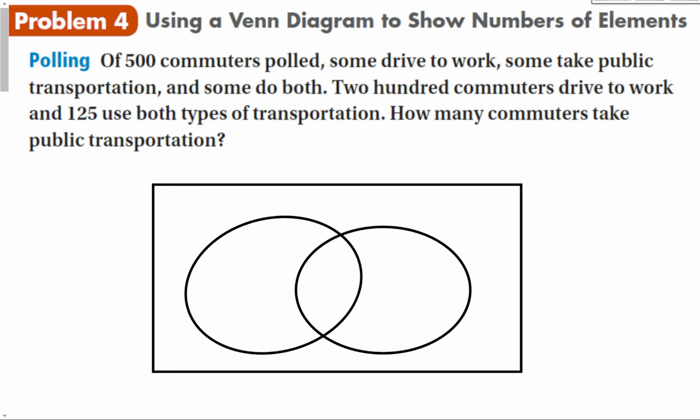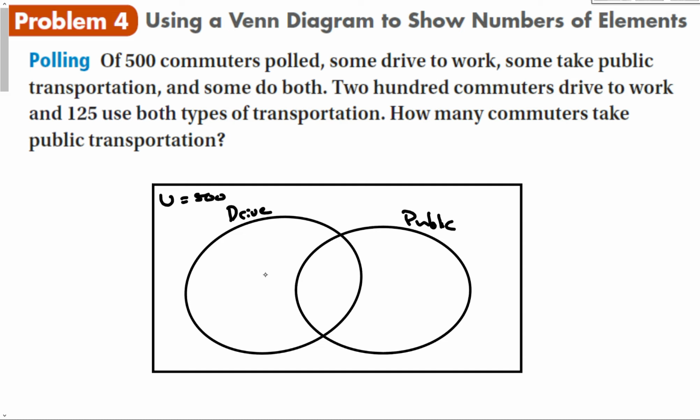Okay, that group. So the left group will say these are drive and these are public. Okay, so 500 is my universe. There are 500 people in this survey. Some drive to work, some take public transportation. 200 commuters drive to work.